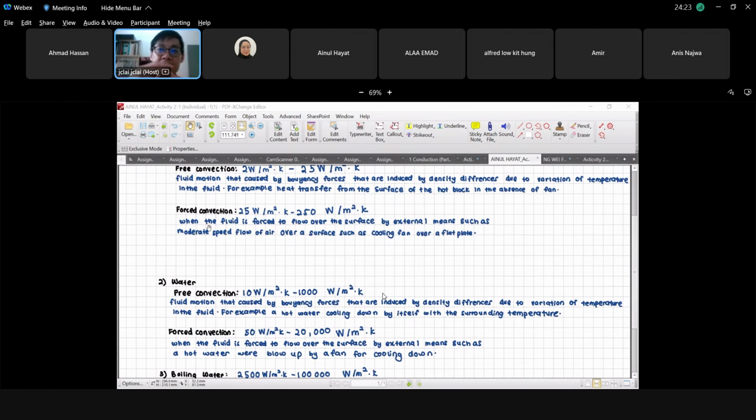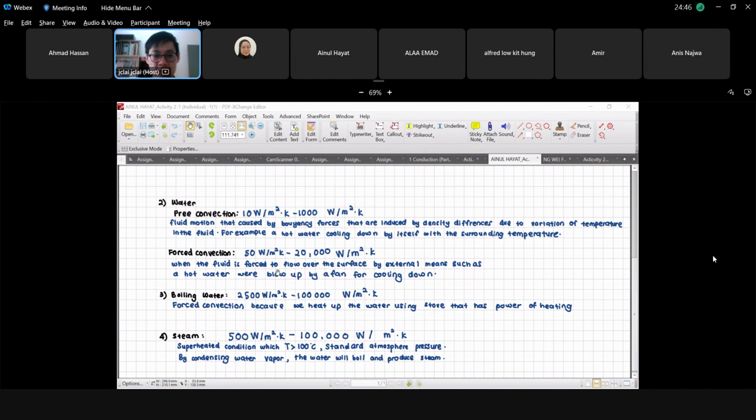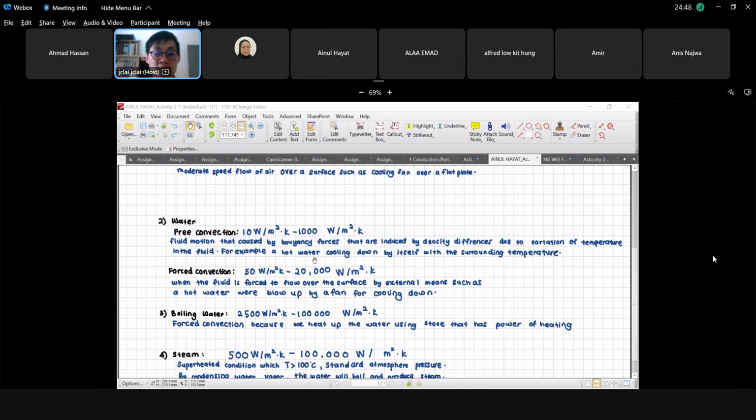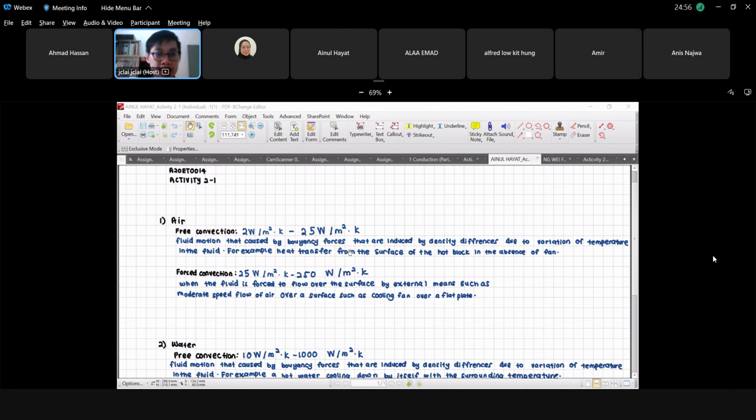Next time in the future, anything you take from any resource as your reference, I want you to have this habit, to give the source of your reference. Okay, so this is my comment. Basically, I think these are all okay, because you take it from some source of reference. So to me, this value is okay. So that is activity 2-1.